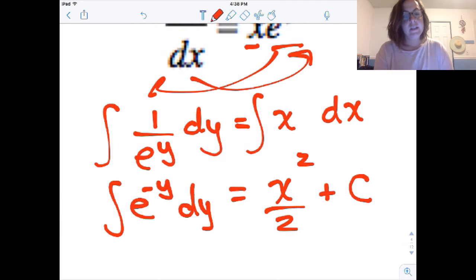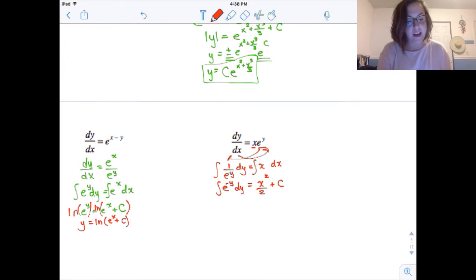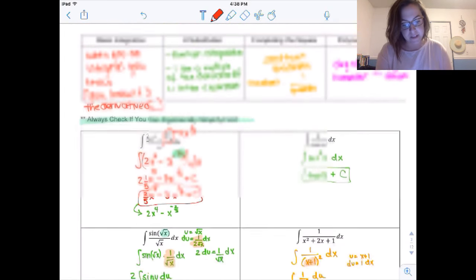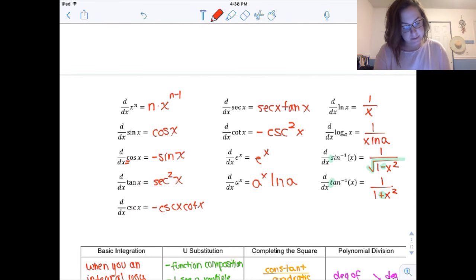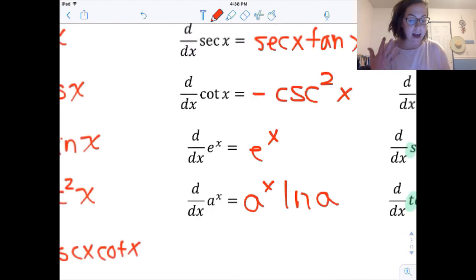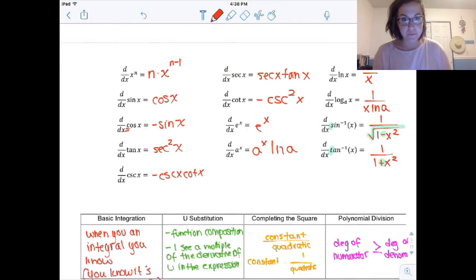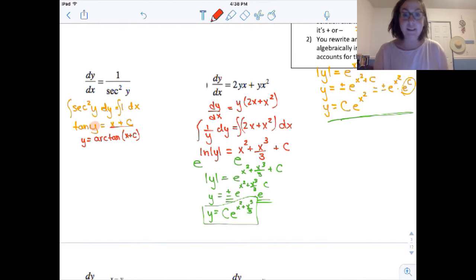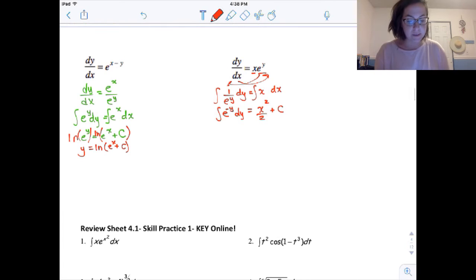And I know that looks eerily like one of the antiderivatives we know, but it is not. The one that we actually know, I'm going to scroll back up, is just e to the y. We don't know e to the negative y. So what that means is that I'm going to need to do a u sub here. So sometimes we get lucky and we get to do u subs in separable differential equations.